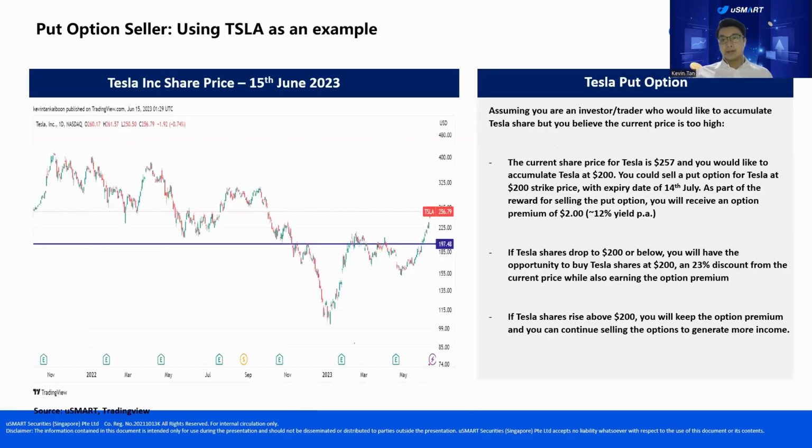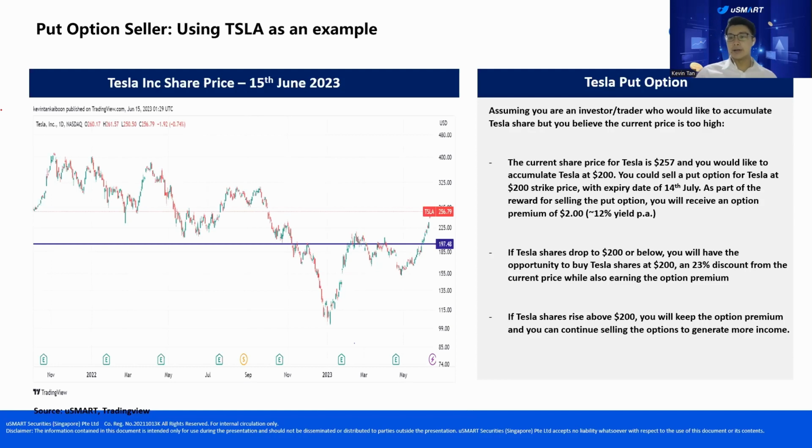So using this example, let's assume that this is Tesla share price, and Tesla share price has been recently very bullish, and you are an investor that would actually like to accumulate Tesla shares, but it is too high. So you could basically sell a put option, as we mentioned, at a $200 strike price with an expiry date of 14 July. And as part of the reward for selling this option, you will receive an option premium of $2, representing a 12 percentage point of yield.